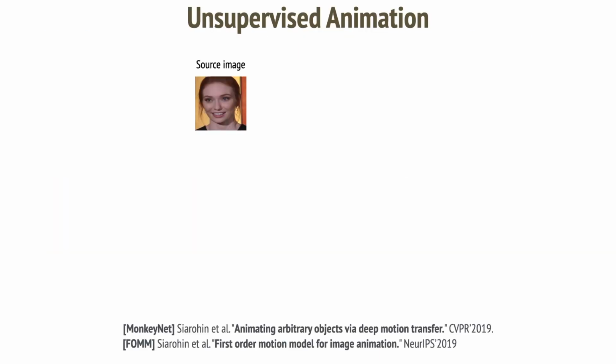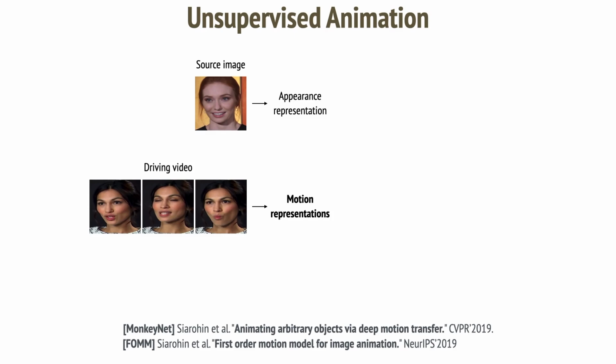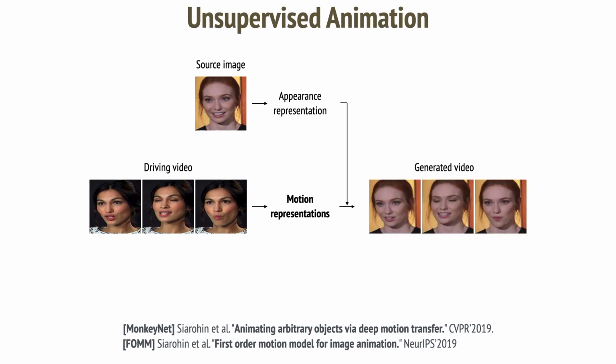In unsupervised image animation, when nothing is known about the animated object, there are two key questions to consider. The first one is the appearance representation. The second is the motion representation. Once these two representations are extracted from the source image and the driving video, motions can be applied to the source, producing a new generated video. Pixels or image features are usually used as appearance representation. Defining the motion representation is more complex.